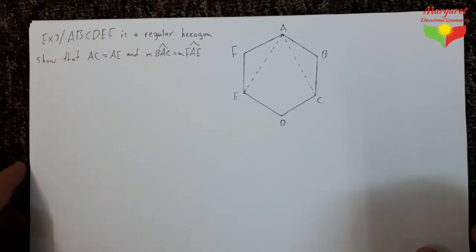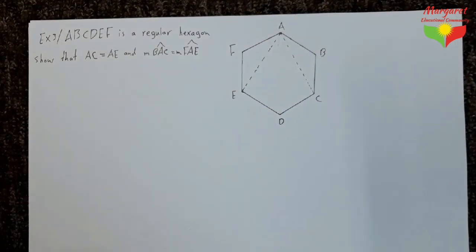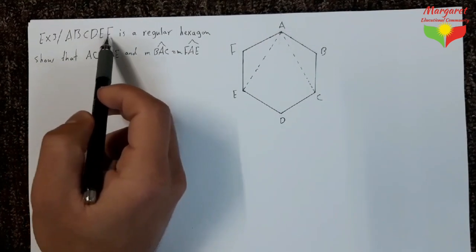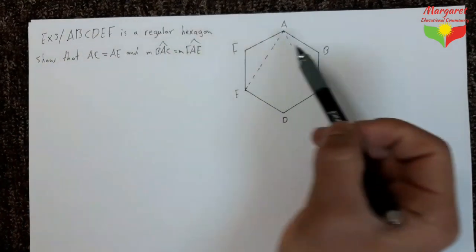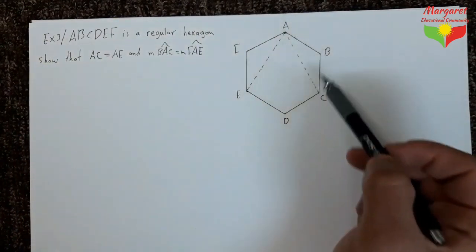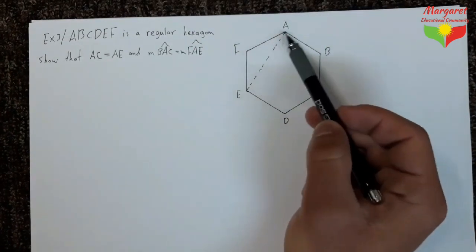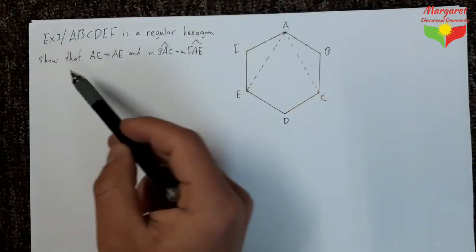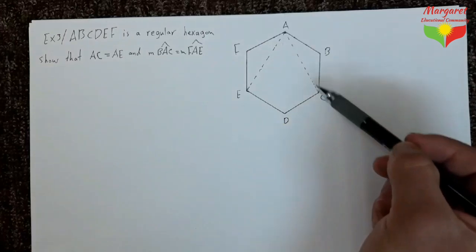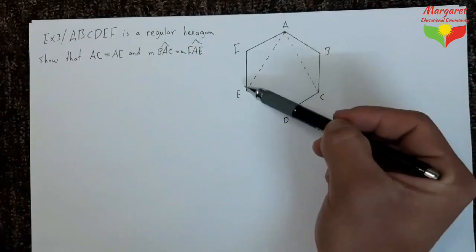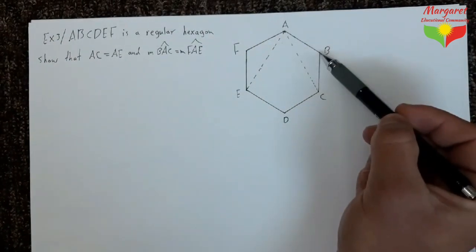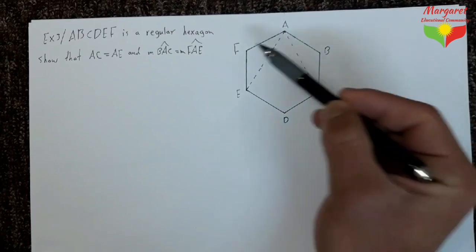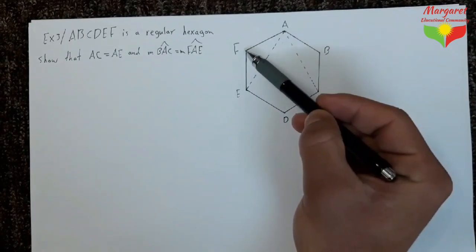After that, we have example 3. Example 3 says ABCDEF is a regular hexagon. Show that AC equal to AE and measure of angle BAC equal to measure of angle FAE.